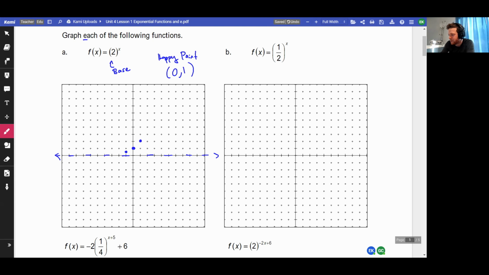We got our exponential. I'm also going to get a few more points just because we can on this graph. We can get 4. We can get 8. We can get 1/4. We can get 1/8.